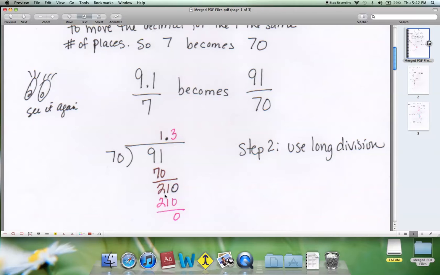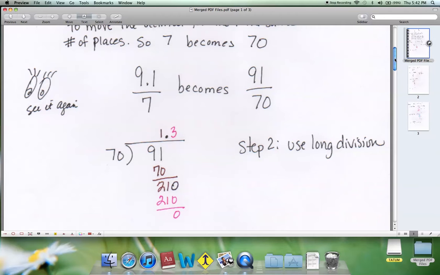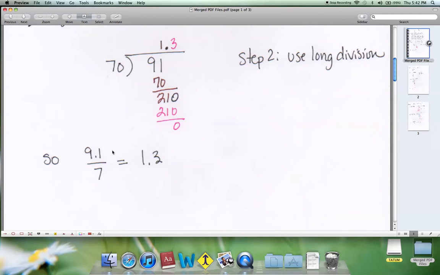There are 21 left over, so now I'm going to bring down a 0, and when I do that, I'm going to have to put a decimal here in my answer. Now, how many times does 70 go into 210? Well, it goes 3 times. 3 times 70 is 210. So I'm finished. 9.1 divided by 7 is equal to 1.3.